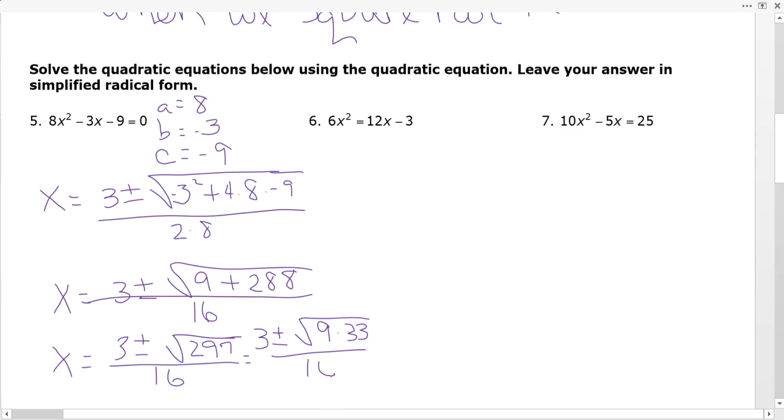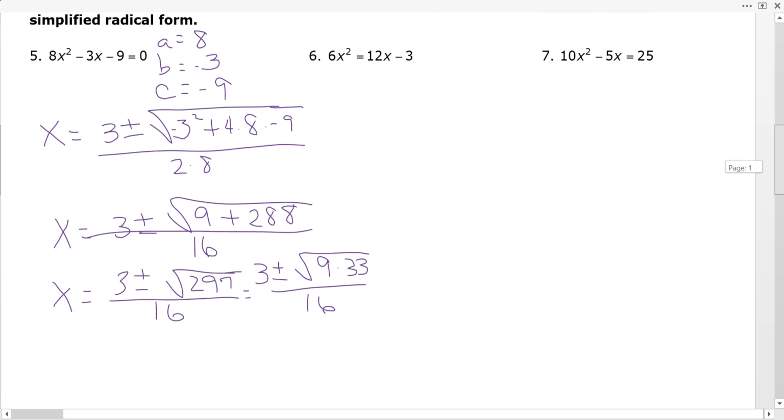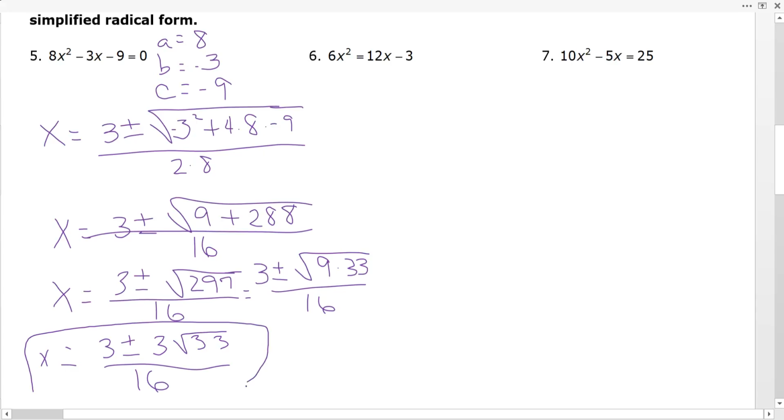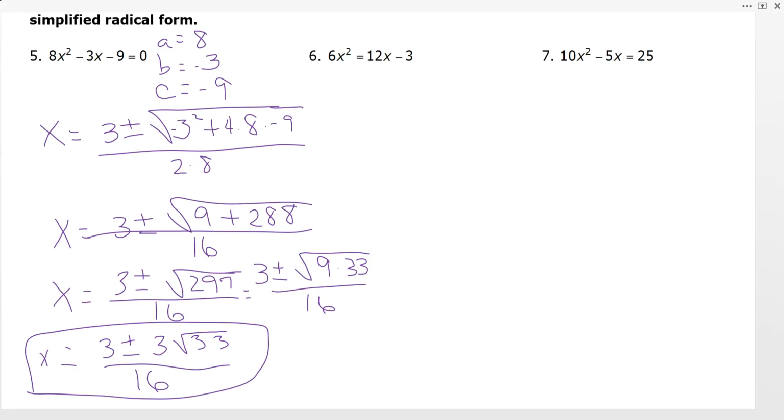So I take what I have, and I'm going to make it x equals 3 plus or minus, taking the square root of 9, leaving my 33 inside, divided by 16. And this is how we're going to leave our answer. So we're kind of doing less work because we're not using decimals, but we're looking for perfect square factors when we're doing our quadratic equation.